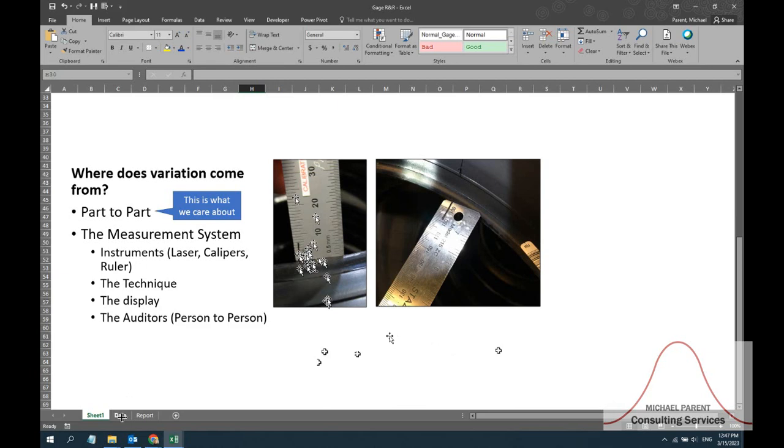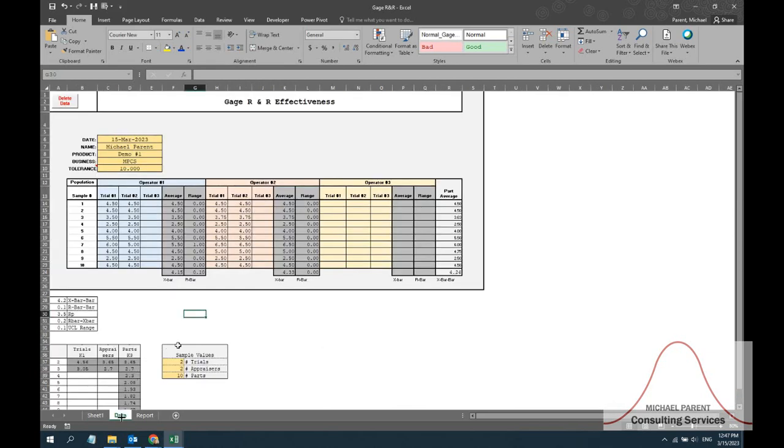Now, if we go to this report that I have built, we look at this thing for our measurement system analysis called Gauge R&R. The R, as I just mentioned, stands for repeatability and reproducibility. Let's say that again, repeatability and reproducibility.